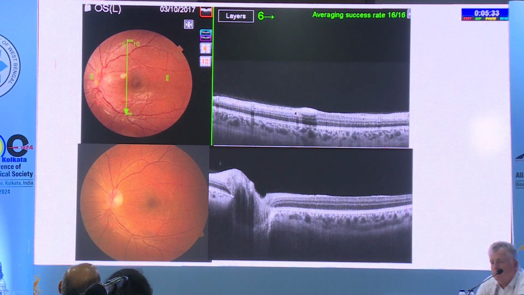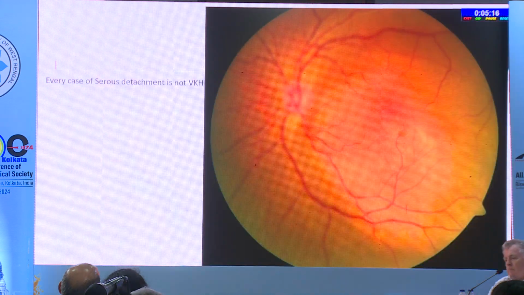He was already on itraconazole, even if it was fungal. So we did nothing except stop linezolid. And you can see the top is before stopping, when he presented. The bottom is after stopping linezolid, 2 months later.